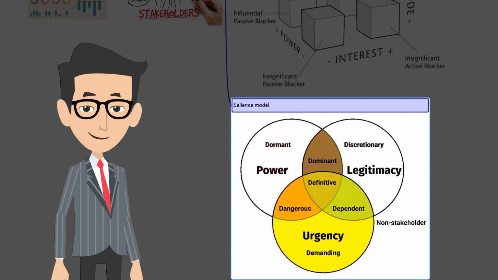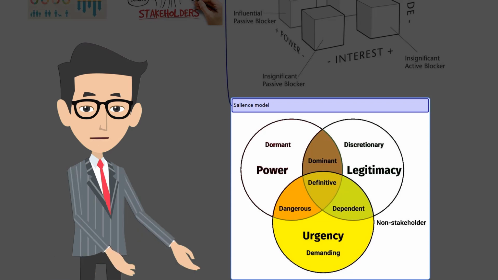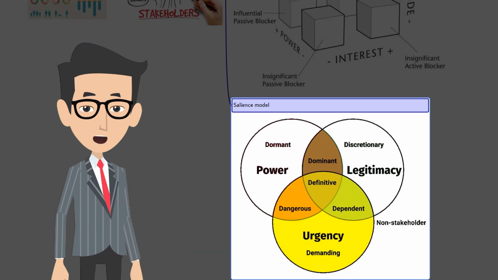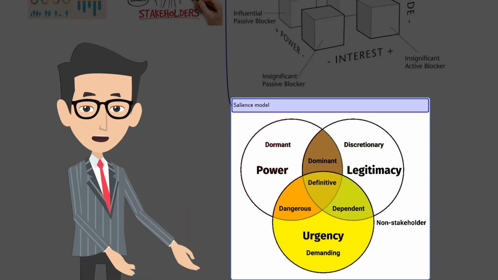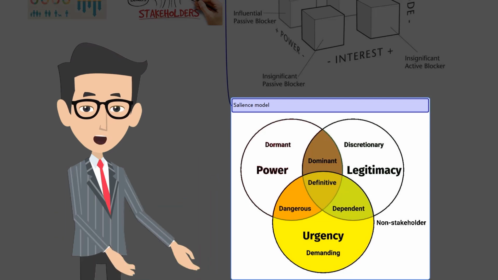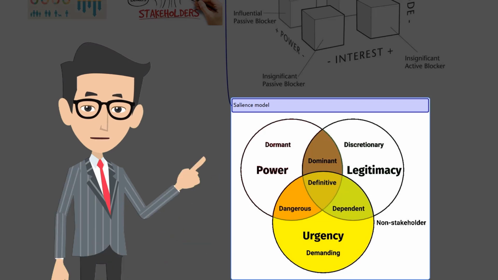Salience model. This model describes classes of stakeholders based on assessment of their power, that is, the level of authority or ability to influence the outcome of the project; urgency, for example, need for immediate attention; and legitimacy, which is the involvement. The salience model is useful for large, complex communities of stakeholders or where there are complex networks of relationships within the community. It's also useful in determining the relative importance of the identified stakeholders.